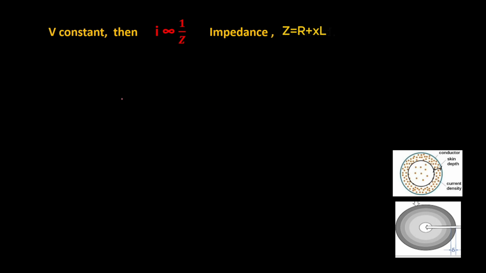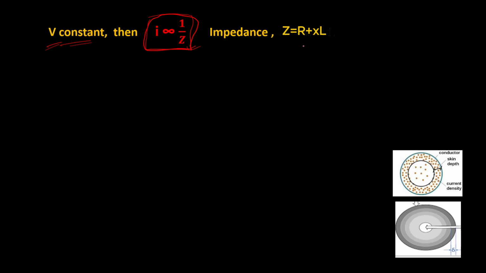So if the V is constant, where V means voltage, then I is directly proportional to 1 by Z, the impedance. It's not directly proportional to Z, it's inversely proportional. So I is directly proportional to 1 by Z, meaning inversely proportional to impedance. That means if Z increases, then I will decrease.